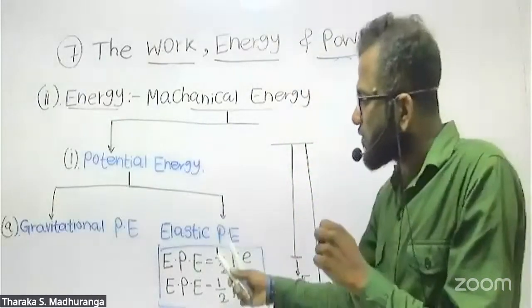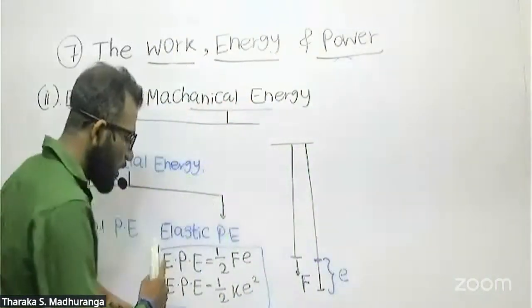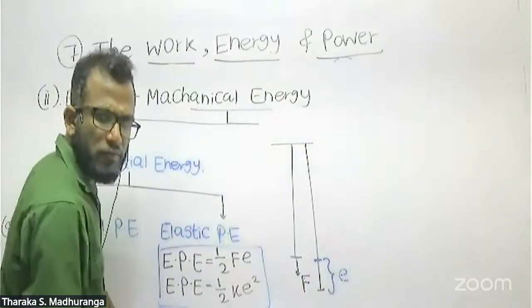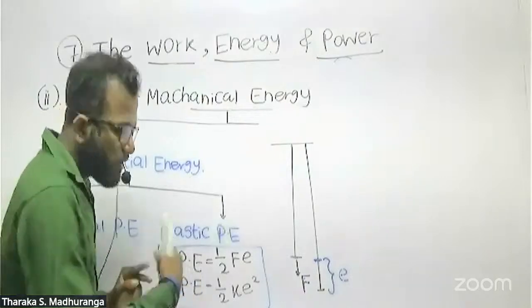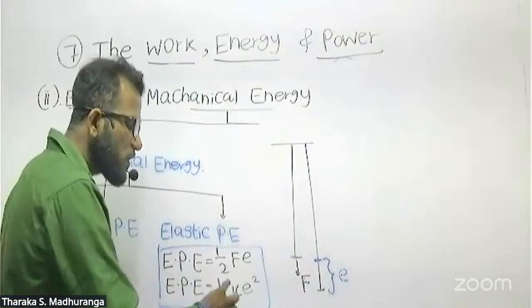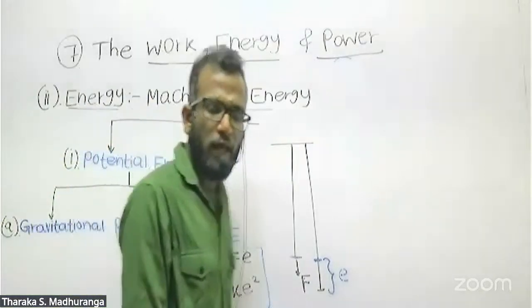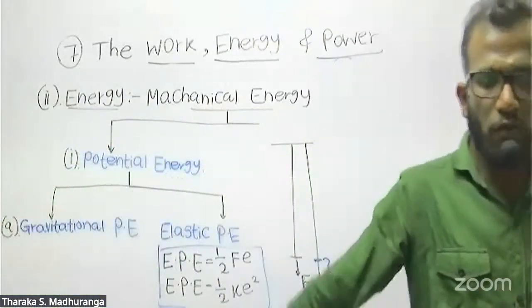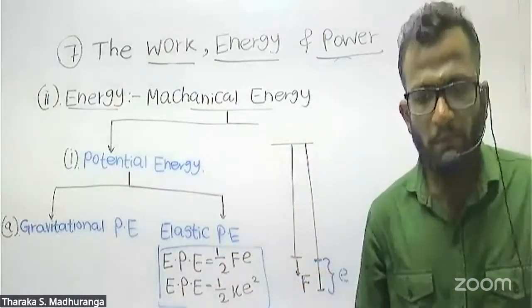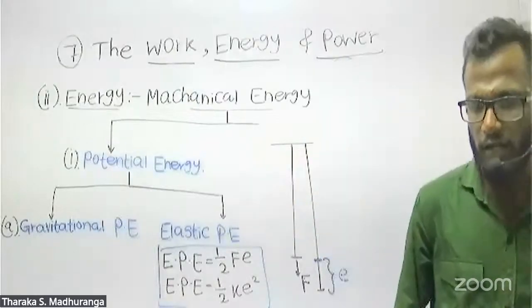Okay, write down both these equations. Elastic potential energy equals half Fe. Half Fe, you don't need to label it, I will explain in the next lesson. The elastic potential energy equals half K e squared. Just write that down, that is enough. You can understand them when we discuss again in the next lesson.